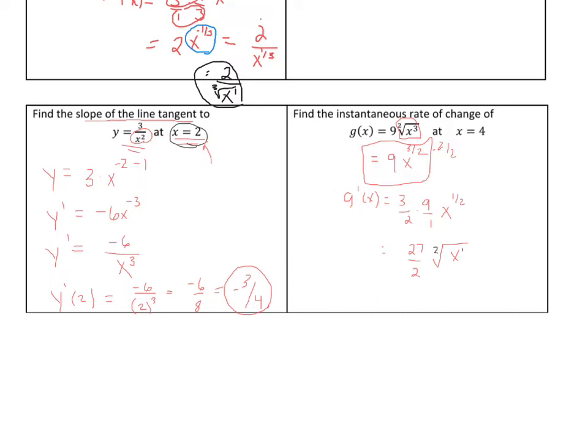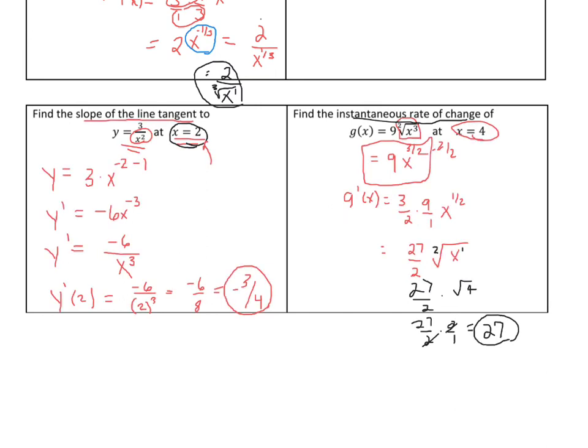So now we're ready to plug in. We can now plug in x equals 4 to find that slope at that point. Remember, slope is just the same thing as instantaneous rate of change. So I'm going to keep that 27 over 2, and we're going to multiply that by the square root of 4. And that's going to turn into 27 over 2 times 2. Now, a quick shortcut is we can actually cross cancel with those fractions, and that's going to give me a final answer of 27. All right, your turn.